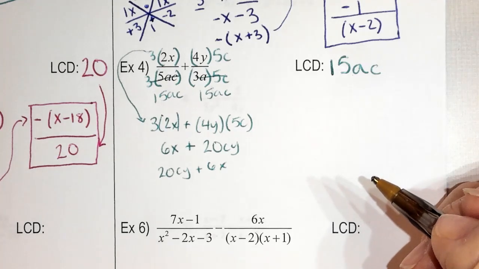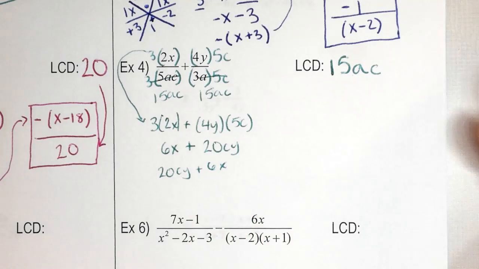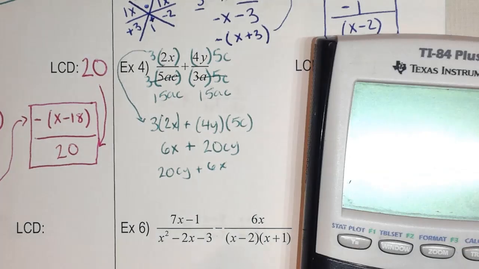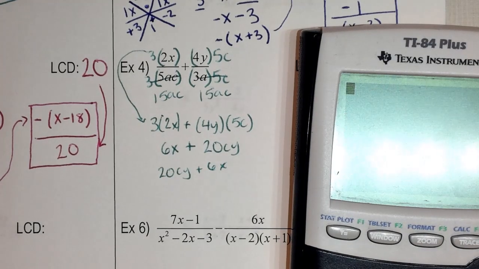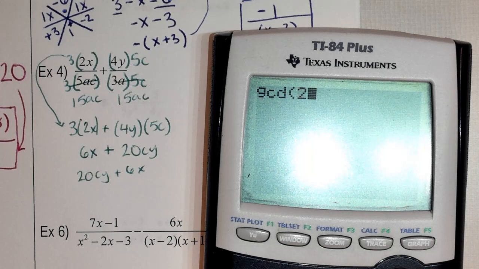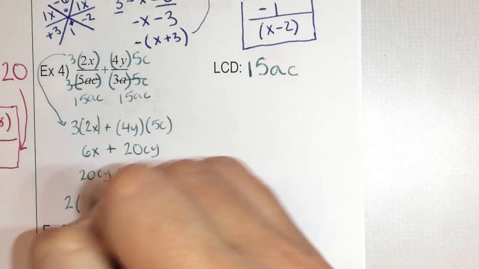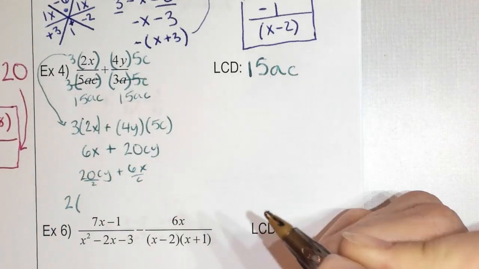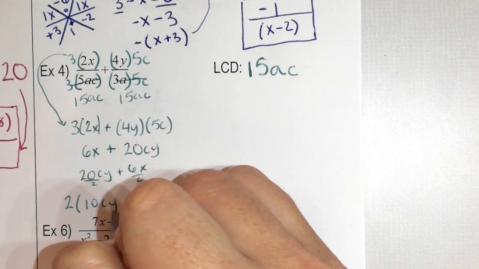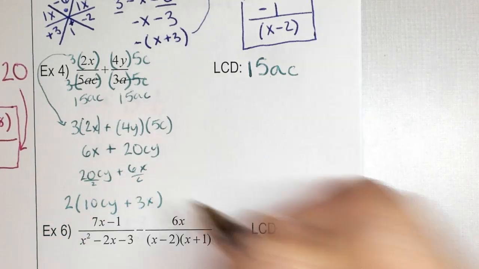Does it have a GCF? Nothing's squared, so I know I'm not going to like snowflake or perfect square or anything like that. But I can do math right 9 if we're unsure about a GCF. And do 20, 6, and 2 is my GCF. So we're going to take out 2. Divide by 2, divide by 2, and that leaves me with 10cy plus 3x.